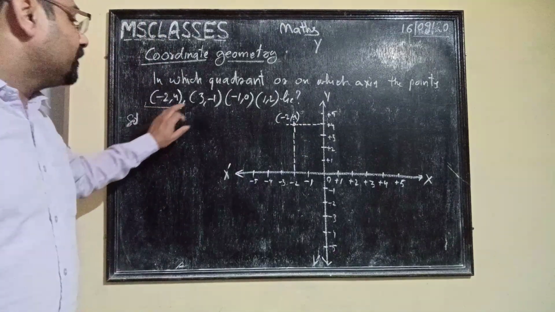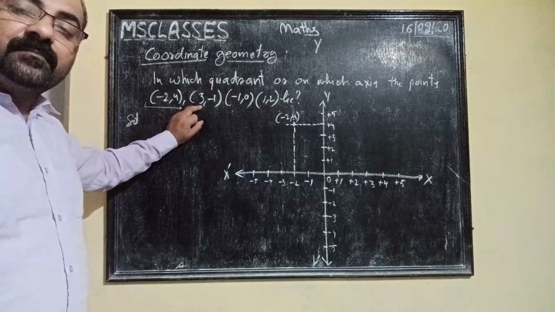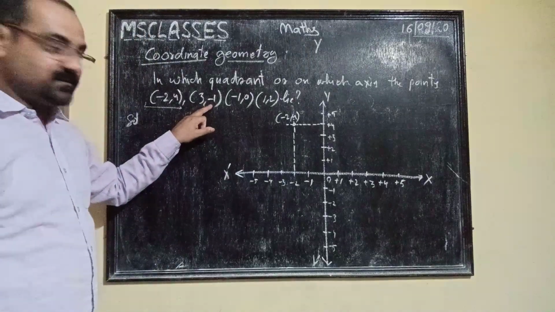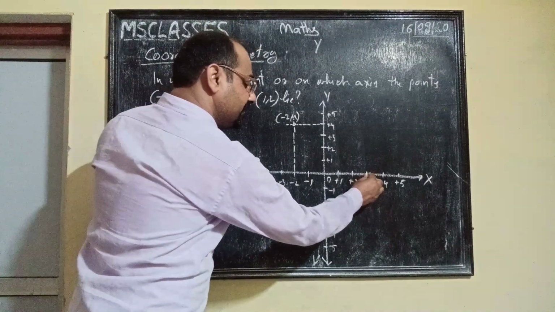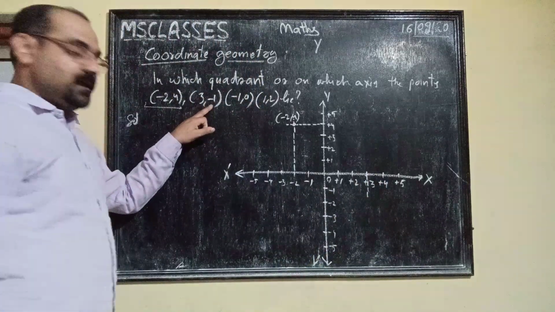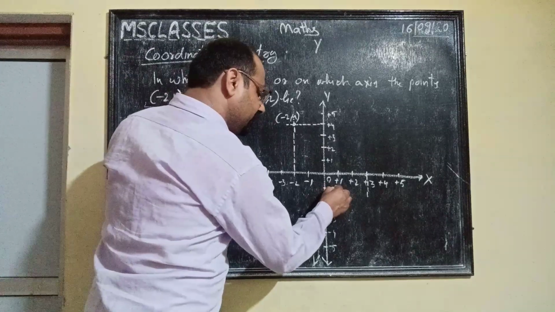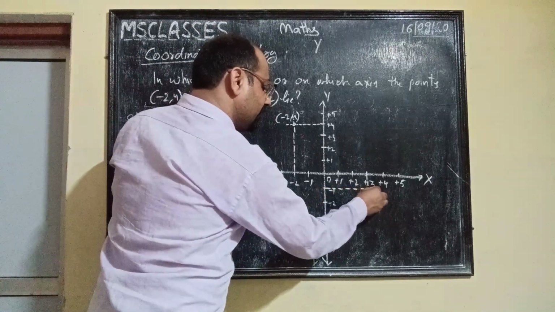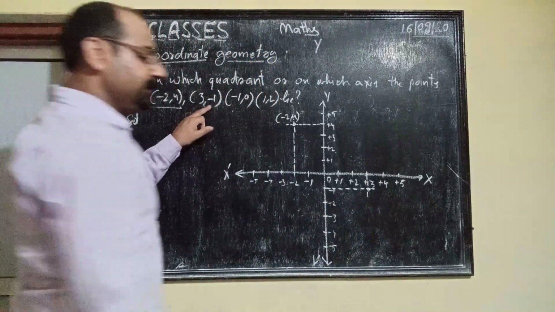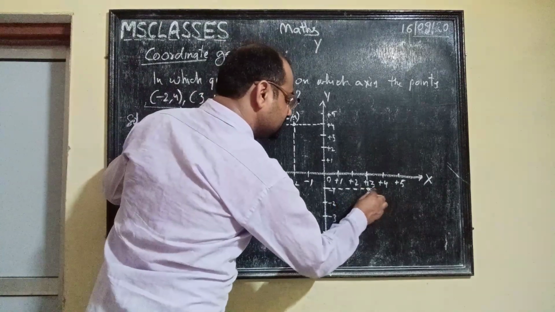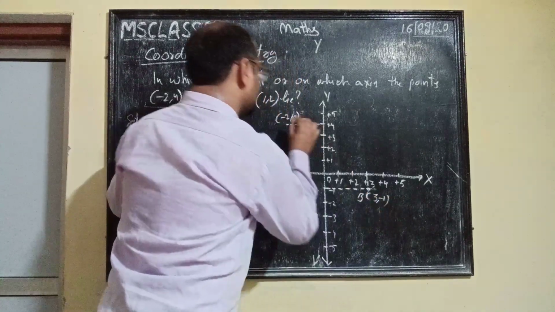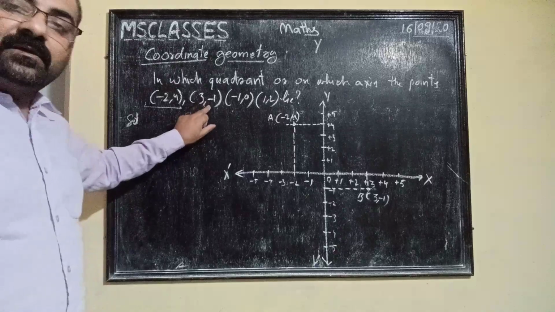Right? Now the second point is 3 comma minus 1. So the value of x is plus 3 and the value of y is minus 1. Now you have to draw a perpendicular at 3 toward negative y, and also draw a perpendicular at minus 1 toward 3, where both perpendiculars intersect. This is point B, and the coordinates of B are 3 comma minus 1, right? This is 3 comma minus 1.